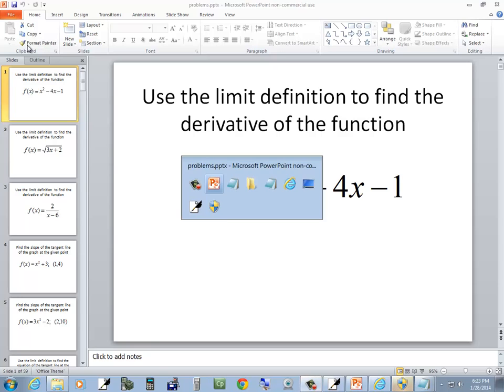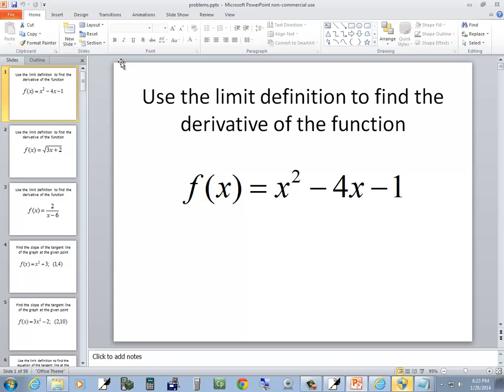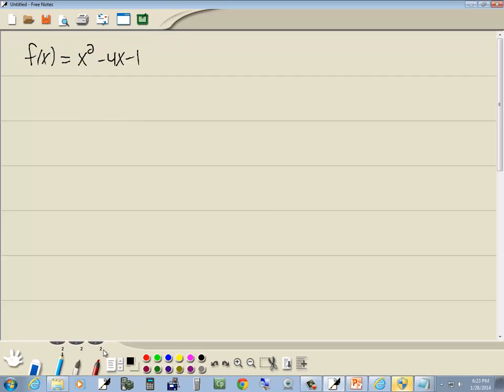Let's take a look at this problem. We got f of x is equal to x squared minus 4x minus 1. And we want to use the limit definition to find the derivative of the function.